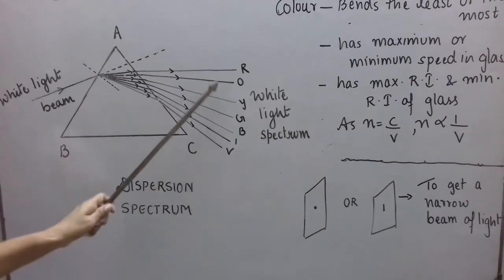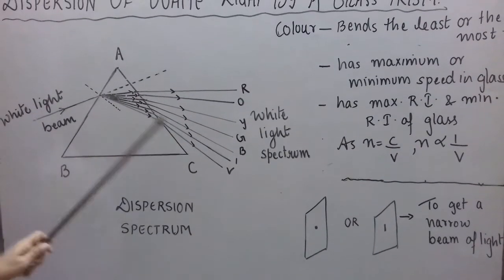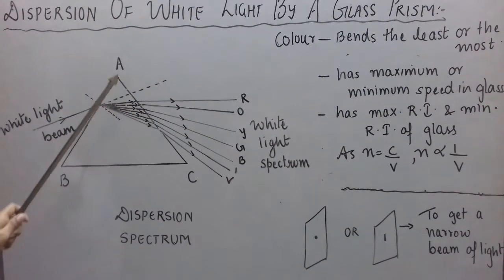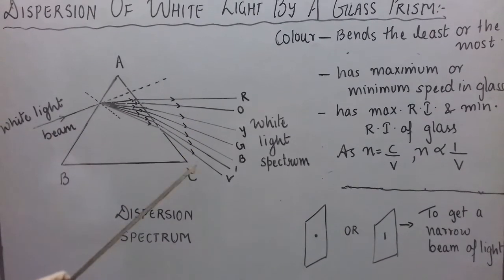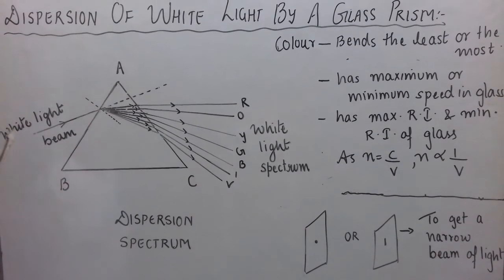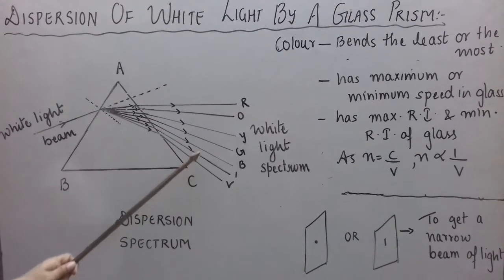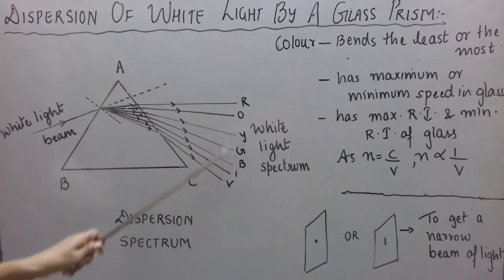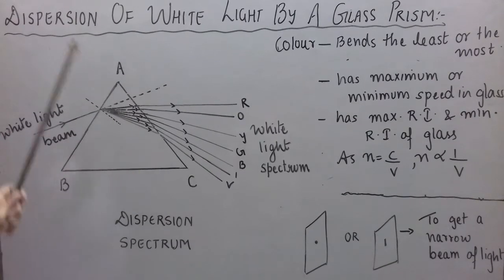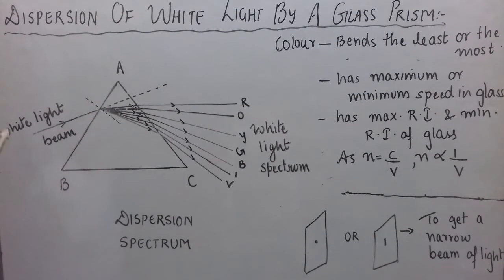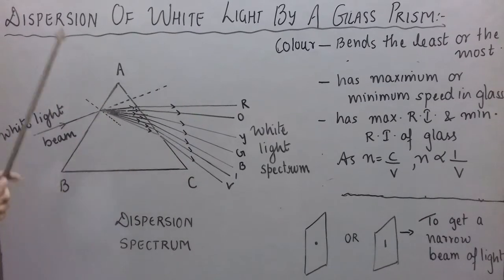These colors are not created by the prism, they are already present in the white light. The prism has only split this beam into 7 colors. And remember, we get the definition of dispersion here. What is the definition of dispersion? The splitting of white light into different colored components is called dispersion of white light. If you want, you can add the prism also: the splitting of white light into 7 colors after passing through a glass prism is called dispersion of white light. It is not necessary to add the prism. You can simply write that the splitting of white light into its different colored components is called dispersion of light.